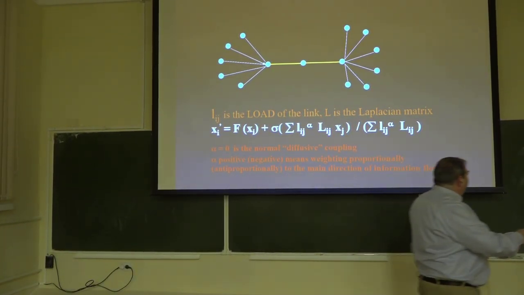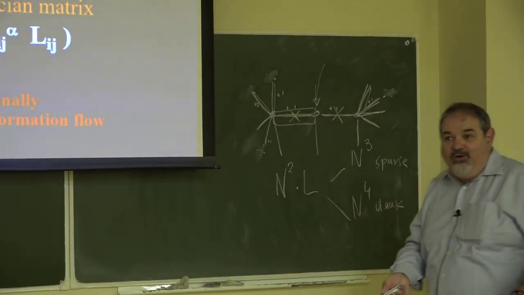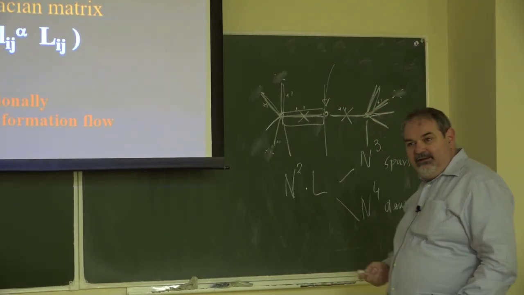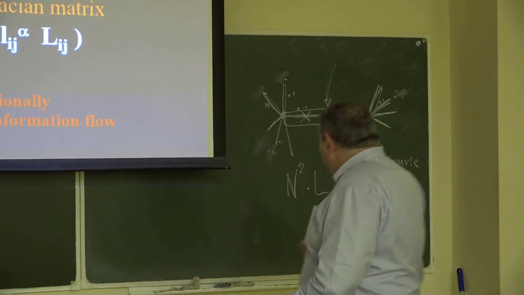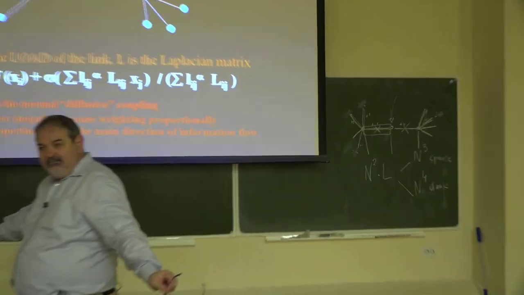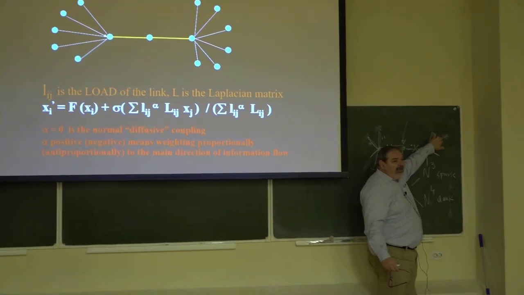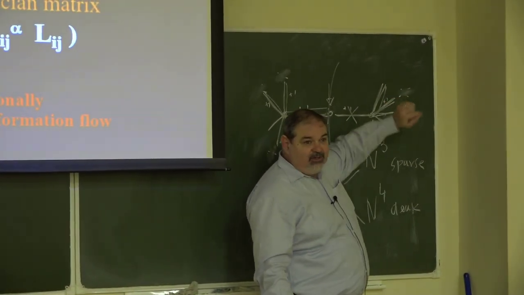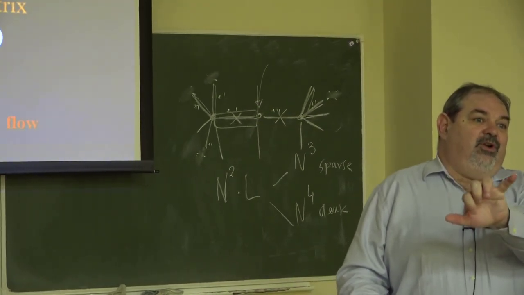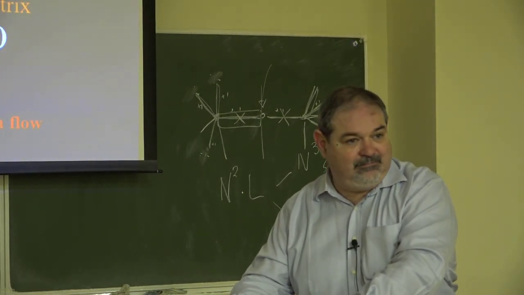Since the load is big between the communities and low inside the community, I am increasing the link inside the community, increasing the interaction, and decreasing the interaction between the communities. So if two nodes were connected inside the community, this connection is not only maintained but increased. Therefore, these two nodes, which were synchronized before, will remain synchronized.